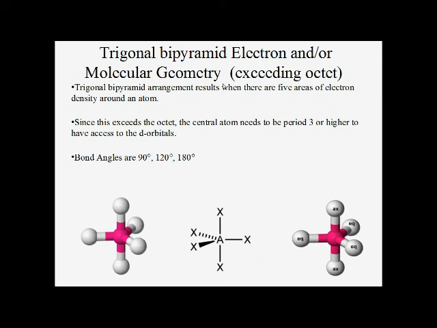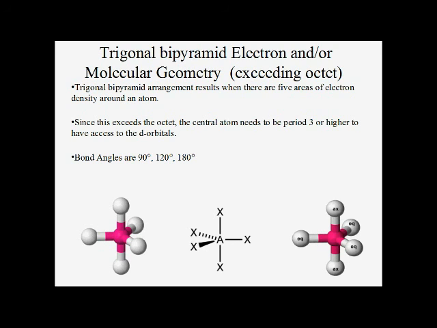Now we're looking at the ones where we can exceed the octet rule. To exceed the octet rule, we're going to need more orbitals. That means we need d orbitals. D orbitals show up on period 3. So that means the central atom has to be a period 3 element or higher in period, so period 4, period 5. So with period 3 or higher elements, we can access the d orbitals and have bonds or areas of electron density that will be more than 8 electrons.